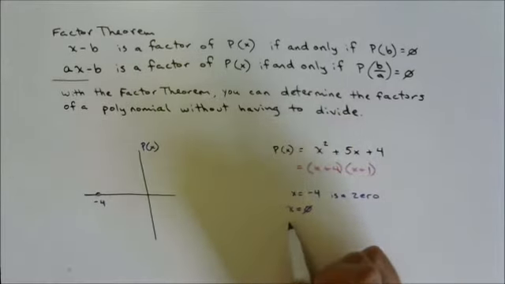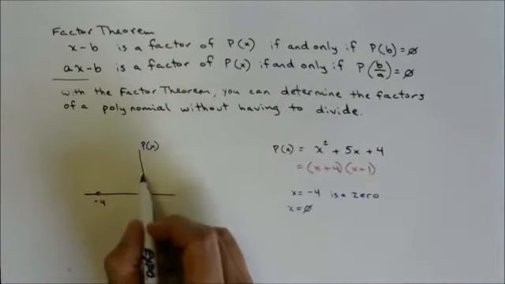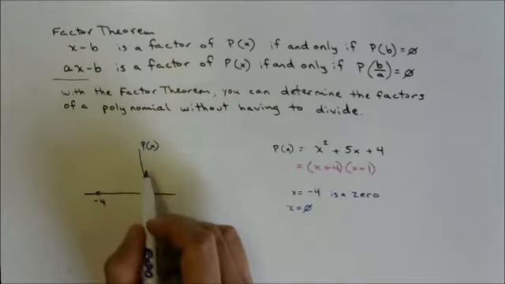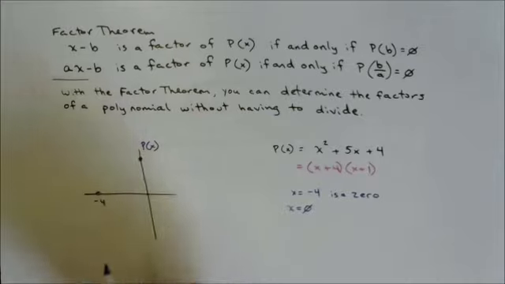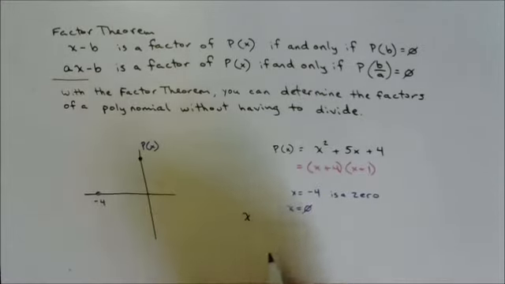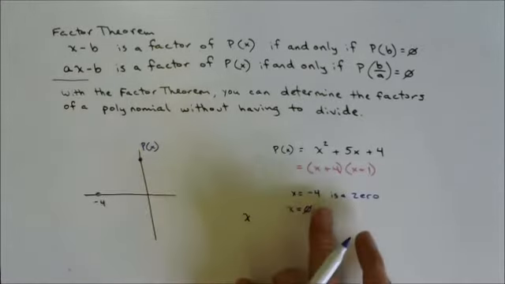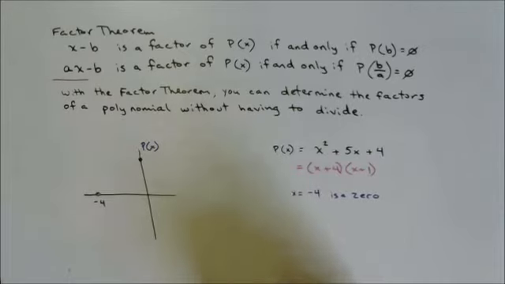At x equals 0, you have a y value of your polynomial function up at plus 4. So that is not a 0. Therefore, x by itself is not a factor of the polynomial. And you can do that for any number.